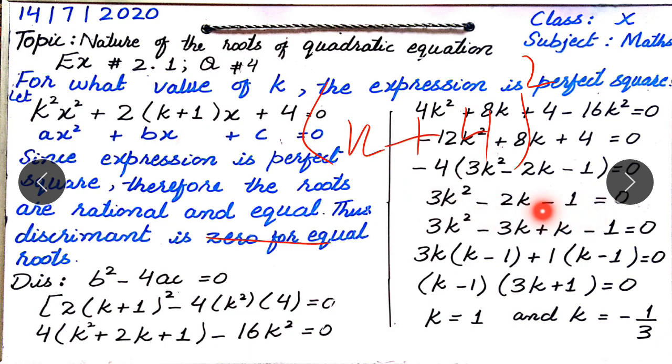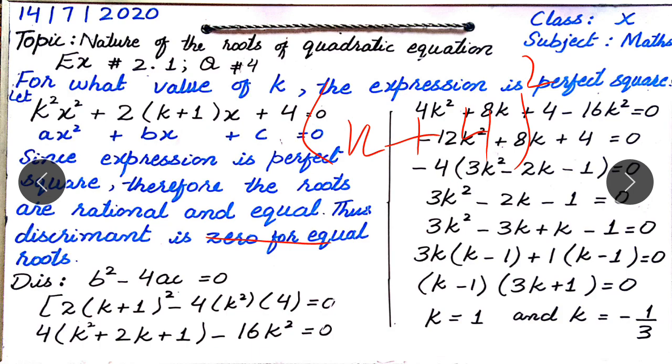Here we have three terms. This can be solved either by the quadratic formula, or by midterm partition. Here you can take 3k common, here 1 is taken common, both the brackets are the same, so k can be equal to 1, and from 3k plus 1, the value of k will be minus 1 upon 3.